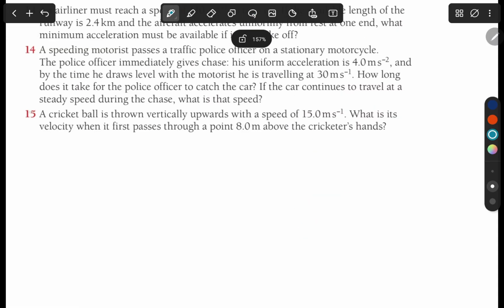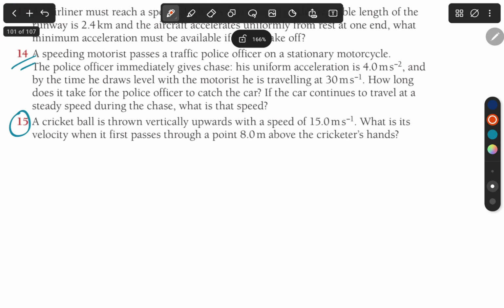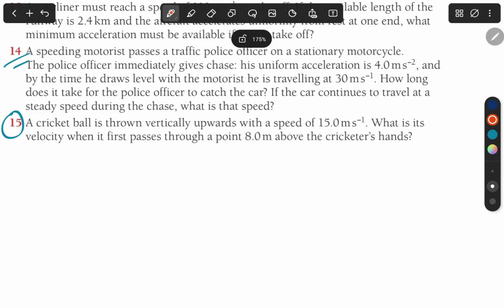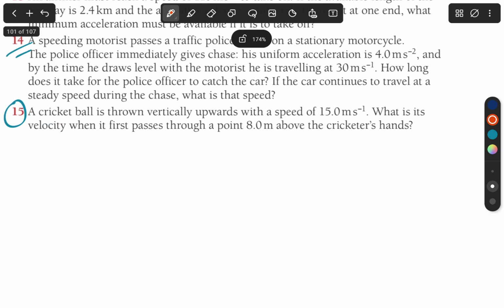Okay, next question. Question 15, dear student, is for you. The next question we will do is the cricket ball question. A cricket ball is thrown vertically upwards with a velocity of 15 meters per second.